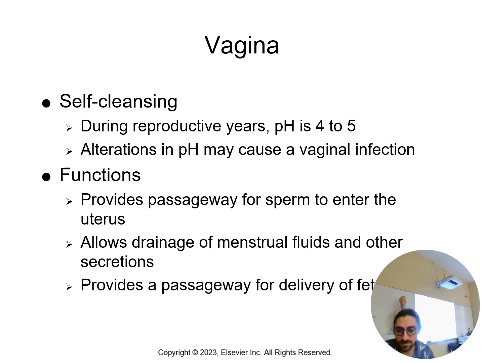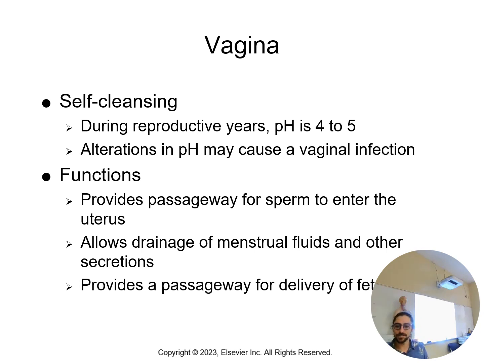All right, the vagina is self-cleansing. pH 4 to 5. Don't mess with your pH. It's the way it's supposed to be. Alterations in pH, I don't even want to say may, they will eventually lead to bacterial infection, because the vaginal pH is your first line of defense against having any sort of pelvic infection.